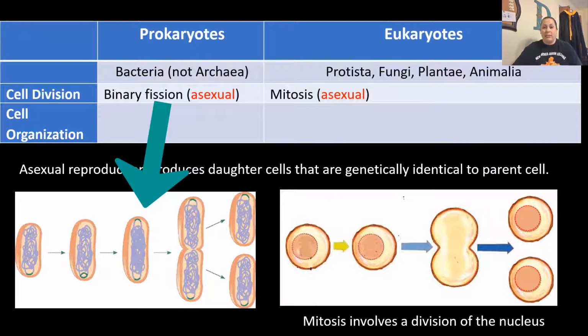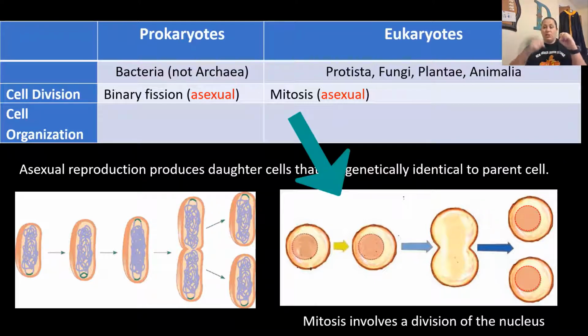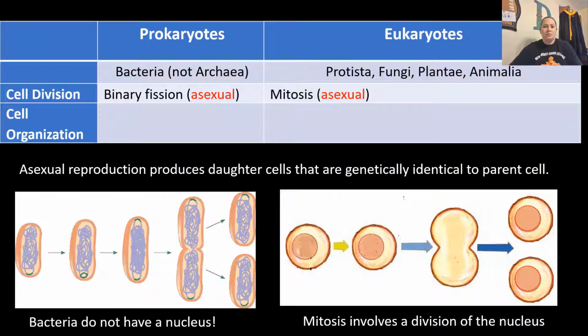Now, eukaryotic cells also do a form of asexual reproduction where they go from one cell to two, but theirs is through mitosis. Mitosis actually means division of a nucleus. And since the eukaryotic cells have a nucleus and it needs to divide, that is why it's called mitosis for them, and binary fission for prokaryotic cells, because prokaryotic cells do not contain a nucleus.